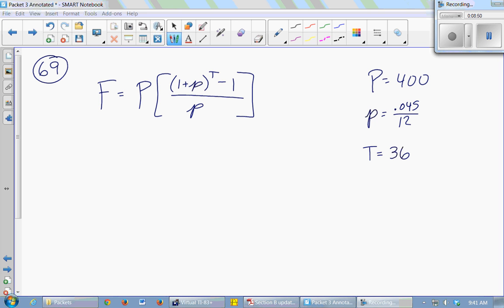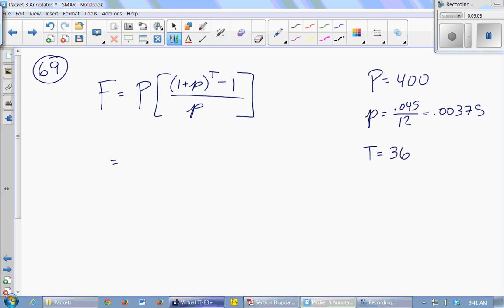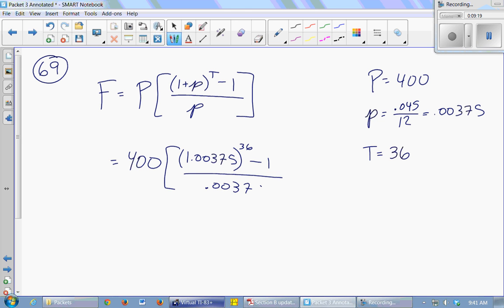All right, so I'm going to put in this stuff. First, I'm going to calculate 0.045 divided by 12, and I get 0.00375. So I have 400 times 1 plus little p is 1.00375 raised to the 36 minus 1 all over 0.00375.